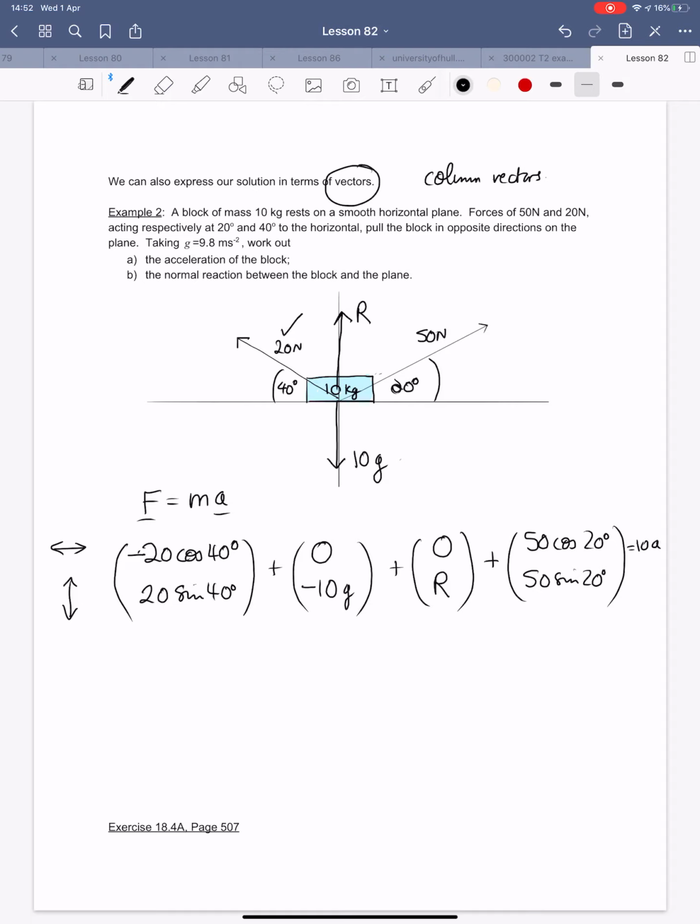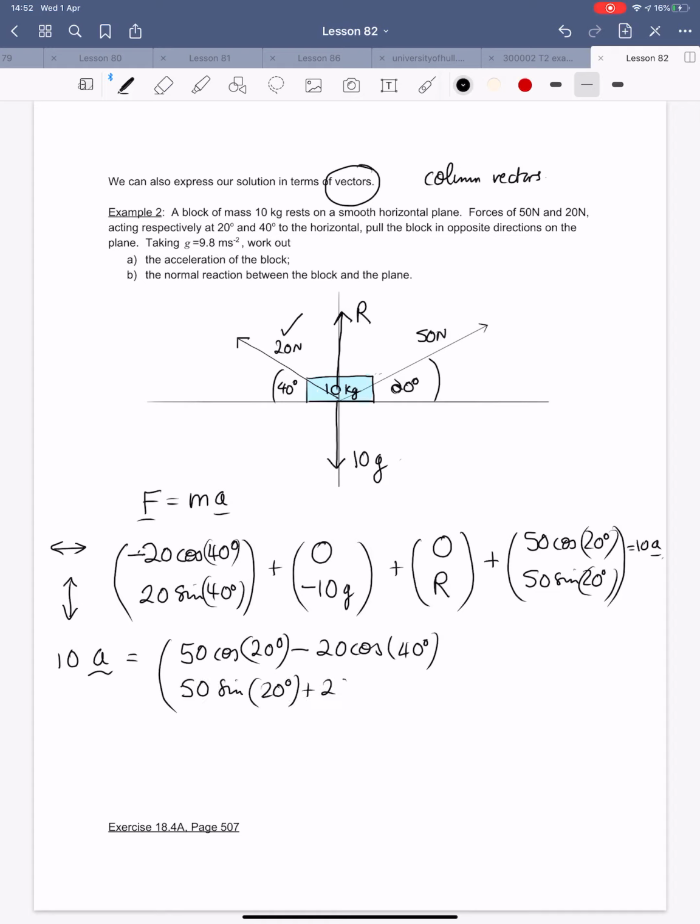Mass is 10 times acceleration. The acceleration of the block is what we need, so let's say 10a. Putting all these together, it's going to be 50 cos 20 degrees minus 20 cos 40 degrees horizontally, and then 50 sine 20 degrees plus 20 sine 40 degrees minus 10g plus R vertically.